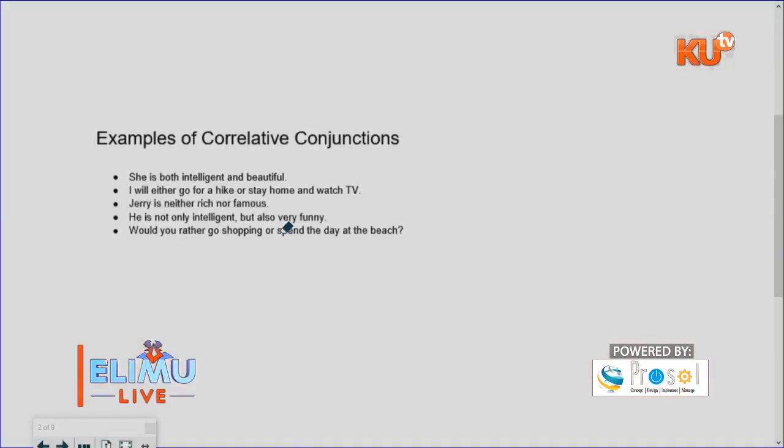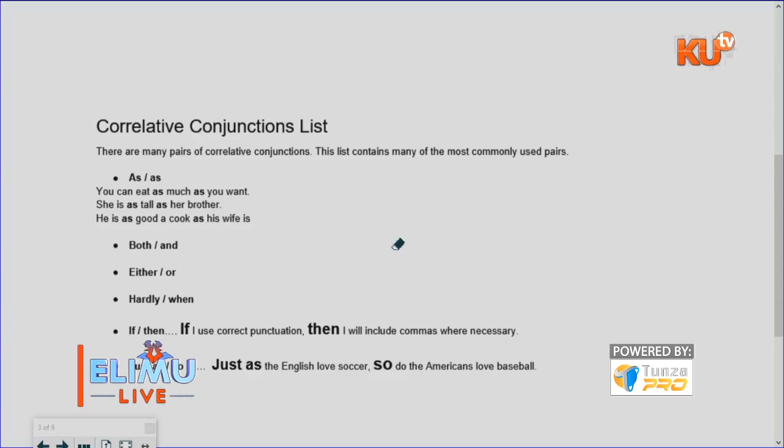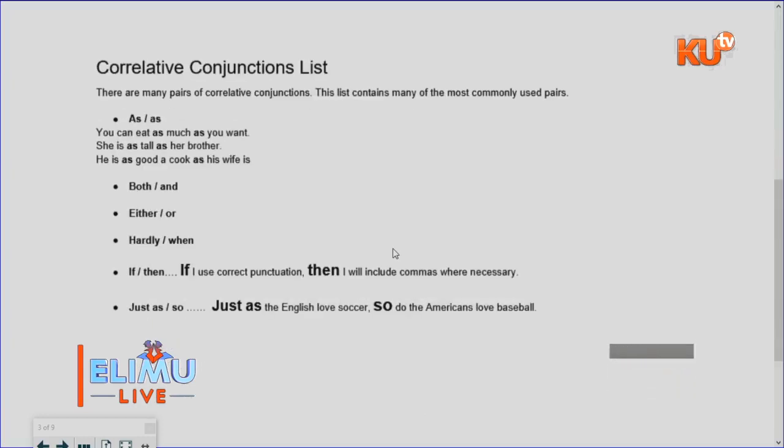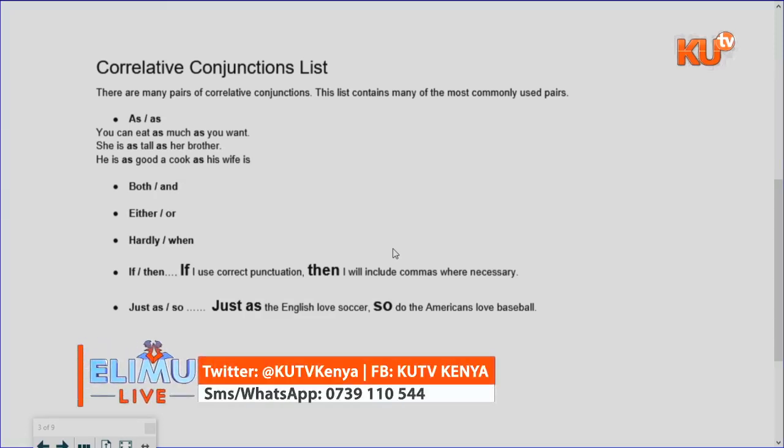Let me take you to my next page. So as we have talked about it, you can eat as much as you want. She is as tall as her brother, right? He is as good a cook as his wife. So those are some of the examples where we use as.